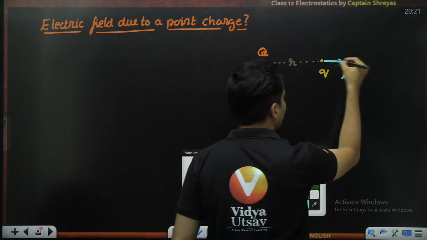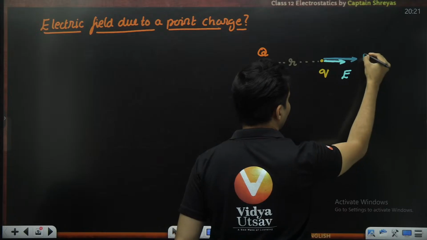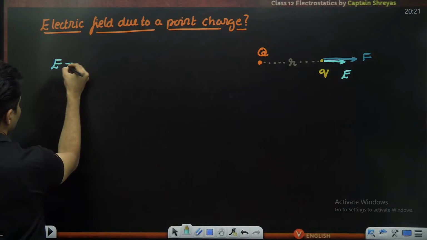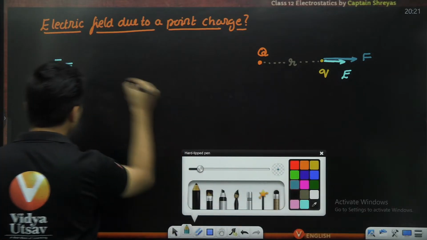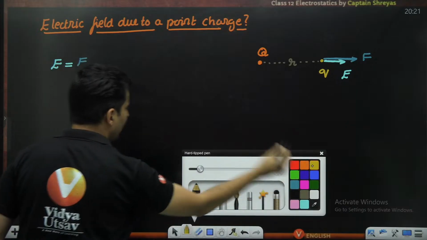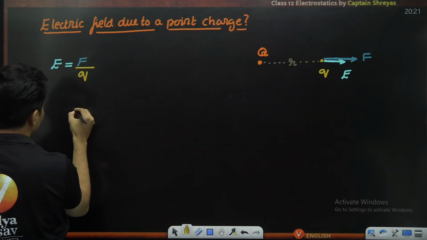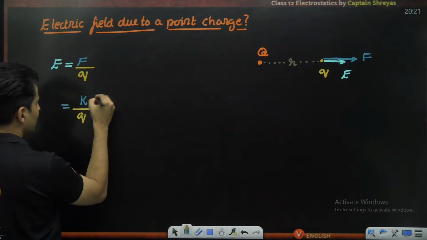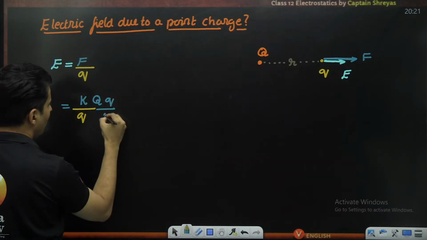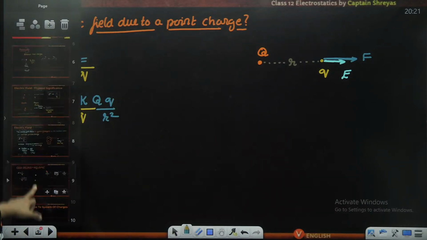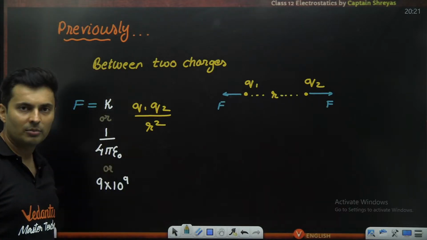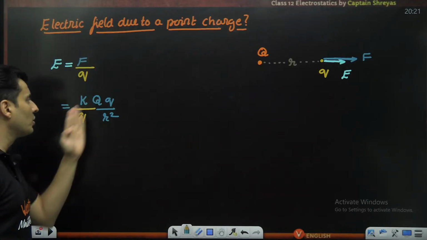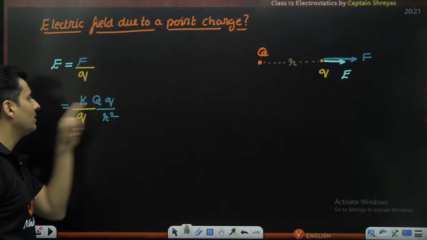So all I need is the force acting on it, and if I divide by the charge, I will get the value of the field. So going by our formula, E is nothing but the force divided by the charge. But what is the force? We already know it is Coulomb constant K Q q divided by r square. I just gave it to you at the start of the class. I told you this is what we have done in the previous lecture. So basically it is nothing but KQq divided by r square. That is the value of the force.